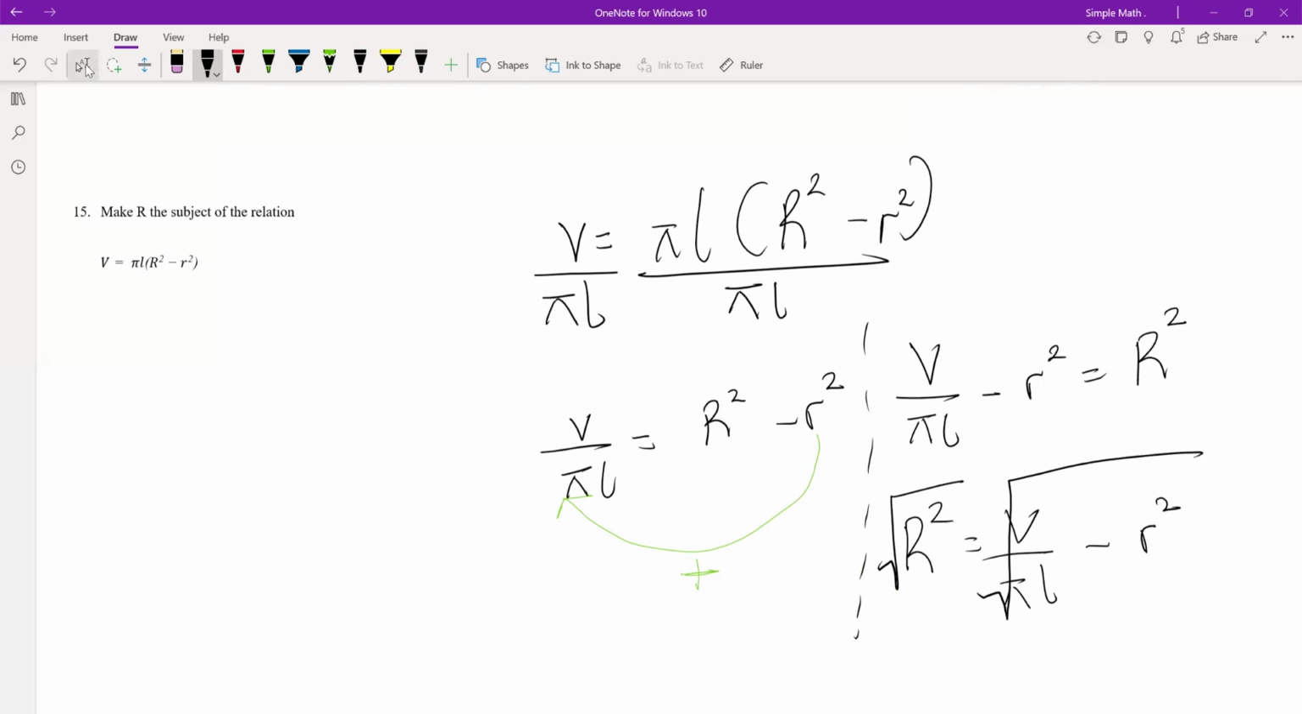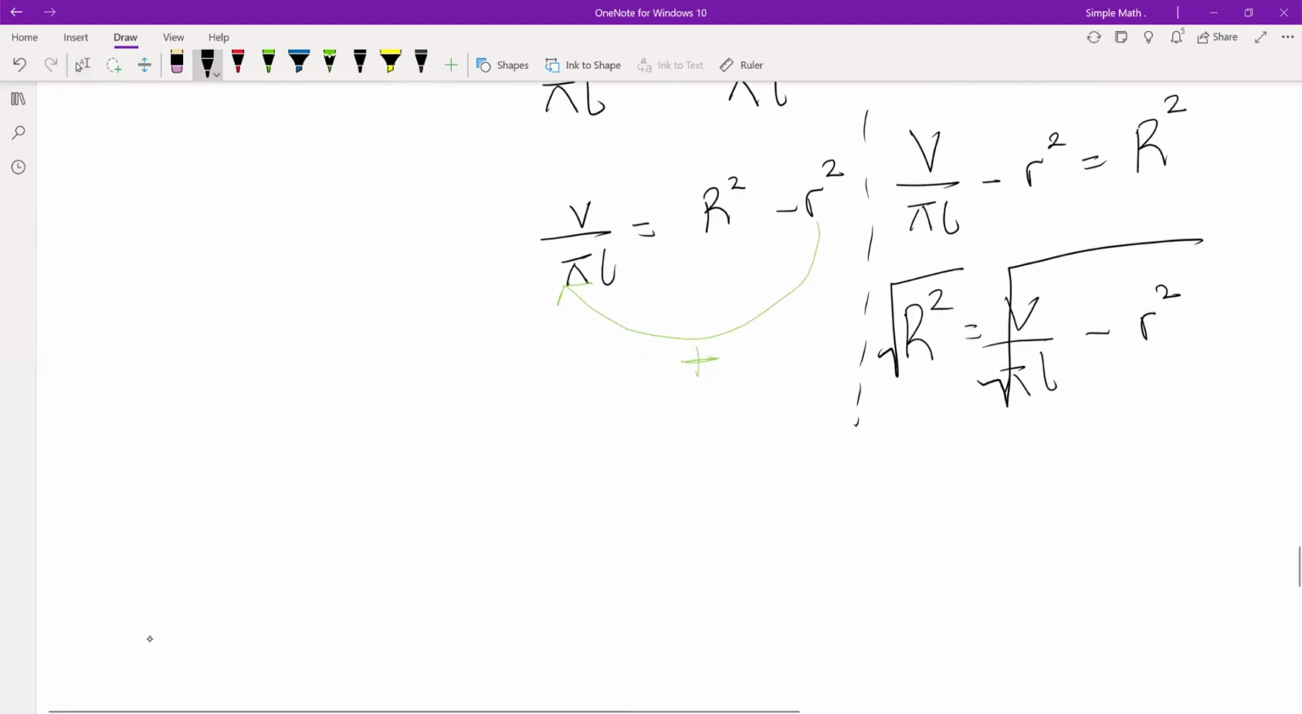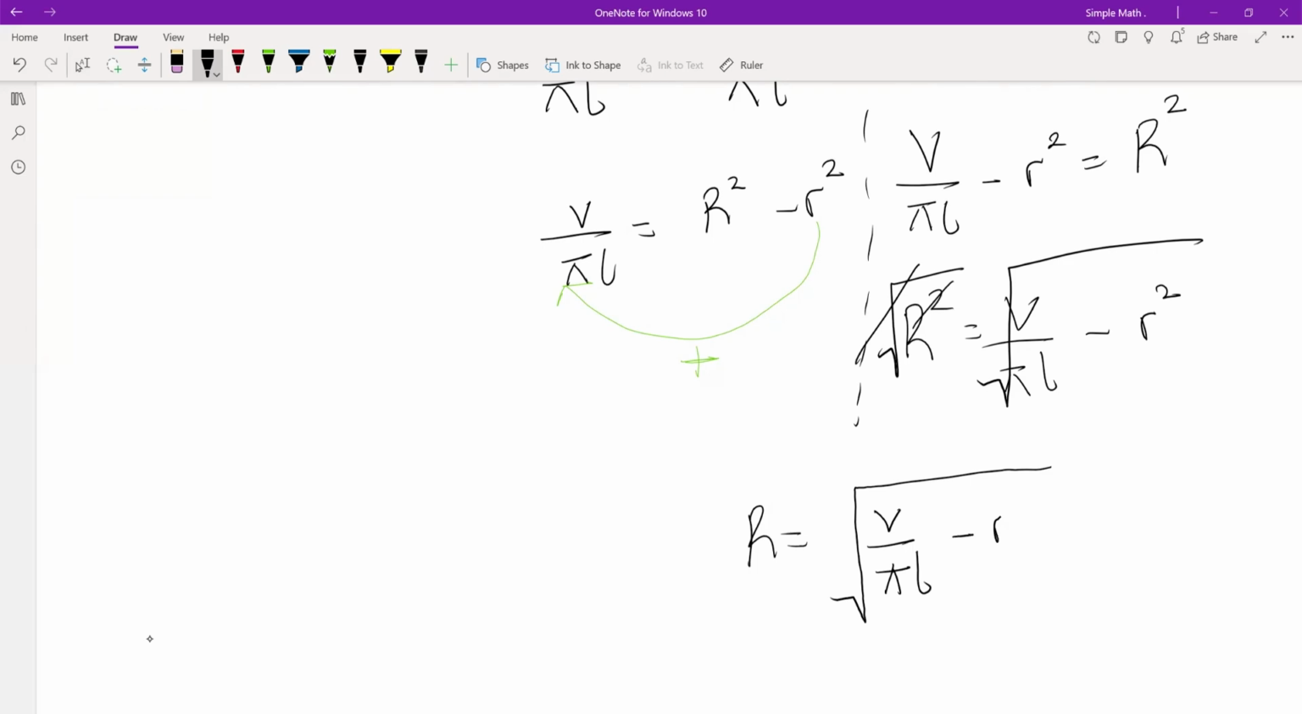Okay, because we have R squared, but we're looking for R, we want R to be the subject of the formula. So square root cancels square, so we have R is equal to the square root of everything, because the square root affects everything there, V over pi l plus r squared. Sorry about the way I draw my pi. People have said, why do I draw my pi like that? I think it's just convenience, I guess.